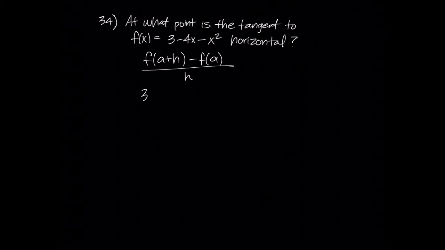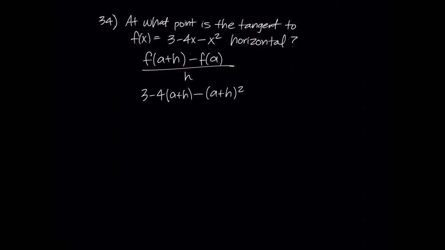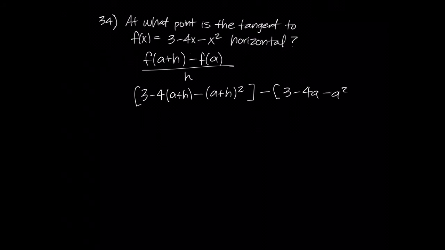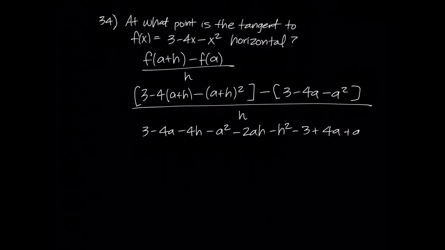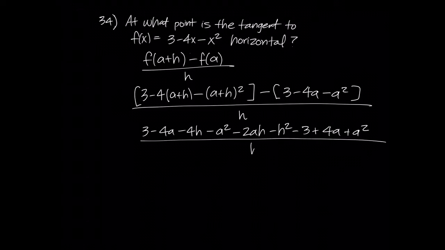So we plug things in: 3 minus 4 times a plus h minus a plus h squared, and this is f of a plus h, minus, now we're going to do f of a, which is 3 minus 4a minus a squared, all over h. Now we have to simplify this. So this becomes 3 minus 4a minus 4h minus a squared minus 2ah minus h squared minus 3 plus 4a plus a squared, all over h. Now you can pause this video if you need to see for yourself what I did there. I definitely skipped some steps.